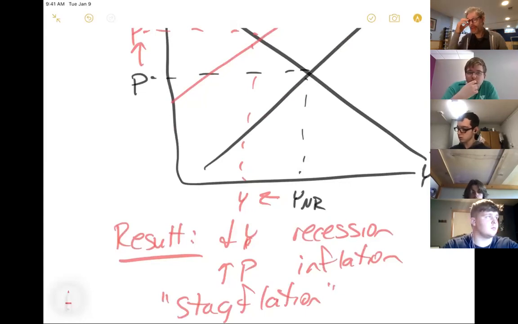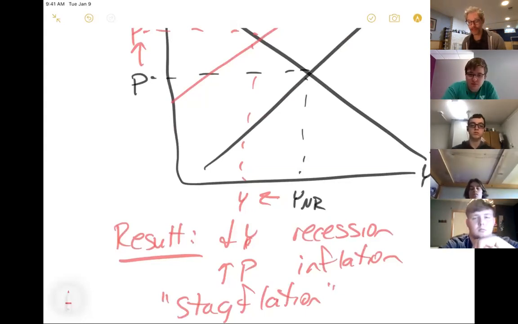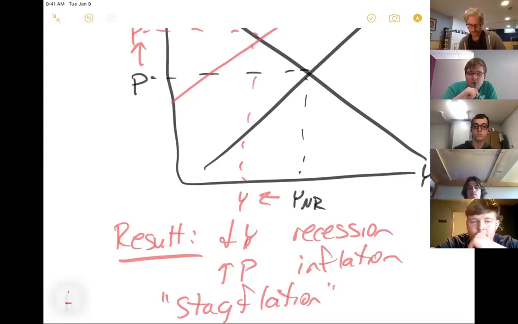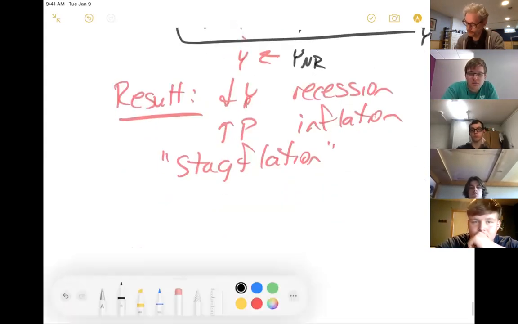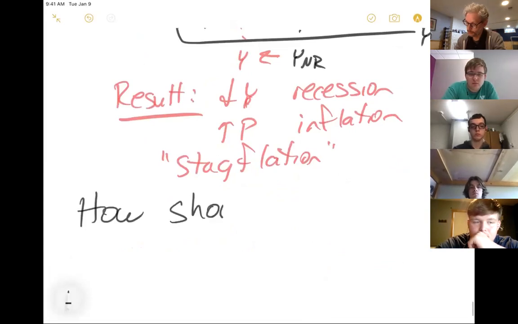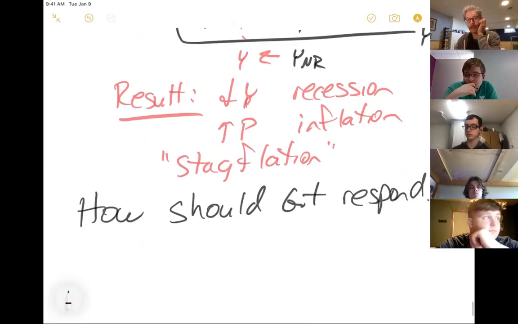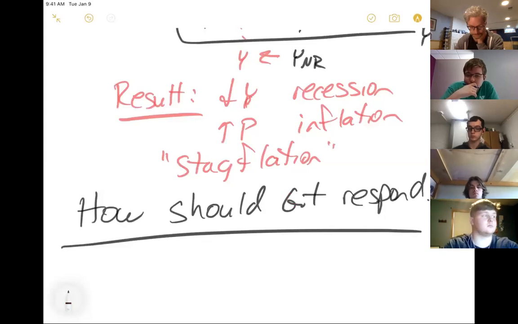And remember, this didn't just happen one time, this happened three times. Three times we had this fairly significant recession also associated with higher inflation. How should the government respond? I'd like to hear your ideas about this one. How should the government have responded to this?